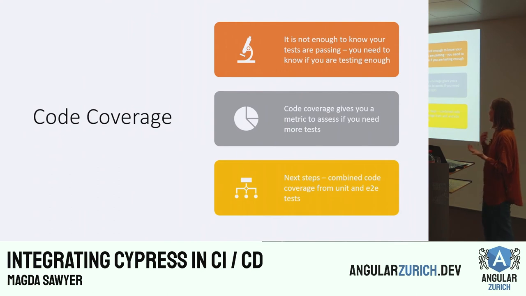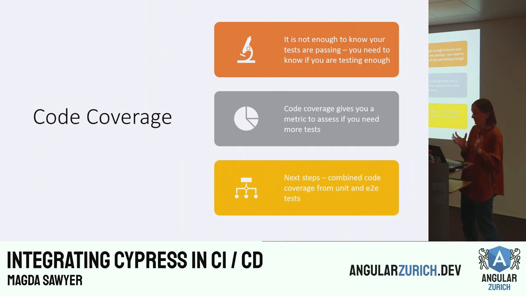So then coming back to the presentation, I will go to the code coverage part, which is quite a long topic to talk about configuration, so I won't go into very much detail. But first of all, why do we care about code coverage? Obviously, it's not enough to know if your tests are passing. You also want to know how much you are testing. Is it enough? Which parts of the code are tested? And code coverage gives you precisely this metric. Afterwards, you can examine where the tests are still missing. Do you need to write more?